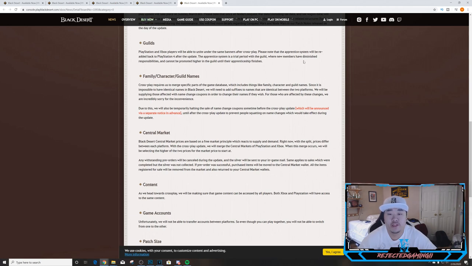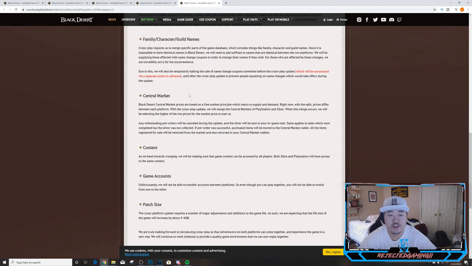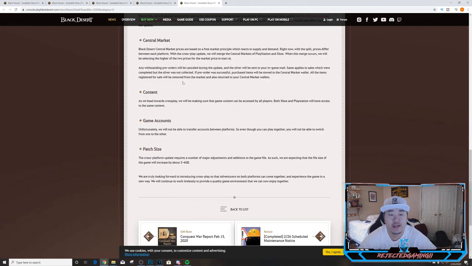Please note that the apprentice system will be re-added back to PlayStation 4 after the update. The apprentice system is a trial period with the guild where new members have diminished responsibilities and cannot be promoted higher in the guild until their apprenticeship finishes. Family and guild name changes, we'll go over that in just a second.